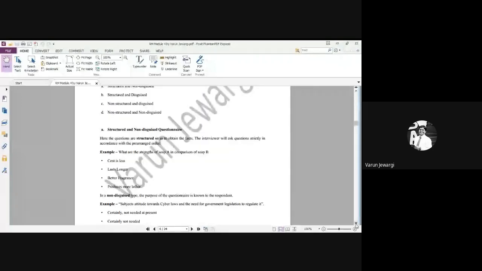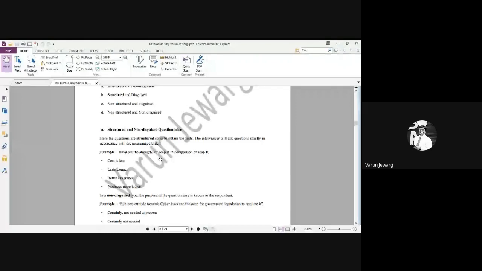What are the strengths of soap A in comparison to soap B? Now see, very well arranged when we talk about structure. Here the researcher is trying to know, the interviewer will ask questions strictly in accordance with the pre-arranged order. What I'm doing is comparing soap A with soap B.